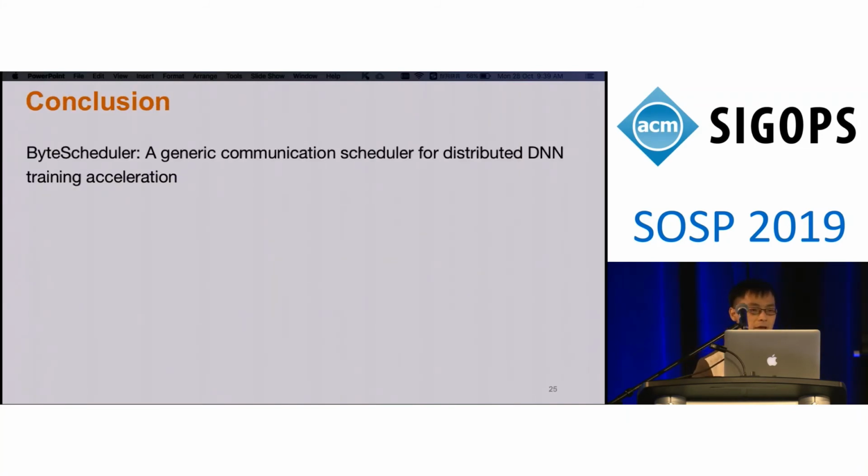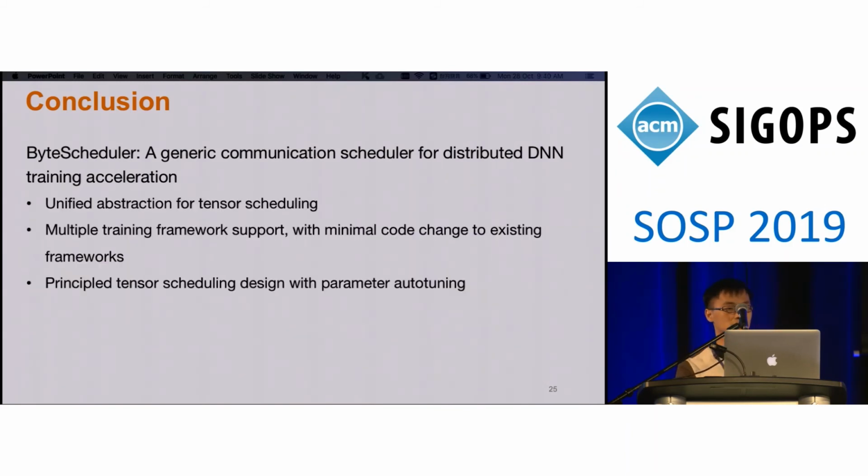In summary, batch scheduler is a generic tensor scheduling framework for distributed DNN training acceleration. It provides a unified abstraction for tensor scheduling and supports multiple training frameworks with minimal code change. We also propose a principled tensor scheduling algorithm with automatic parameter auto-tuning.